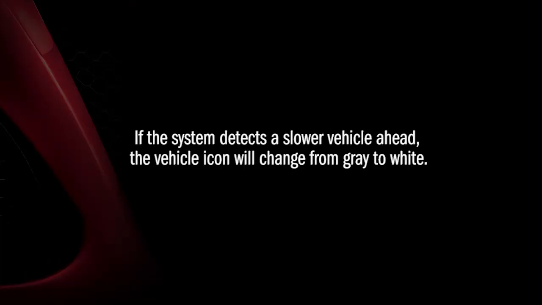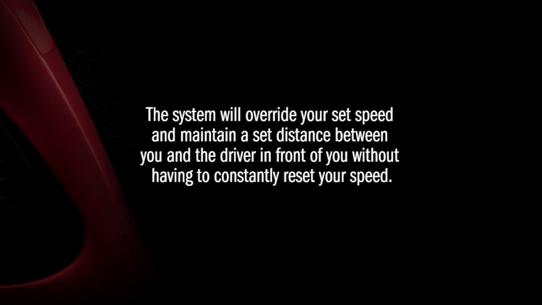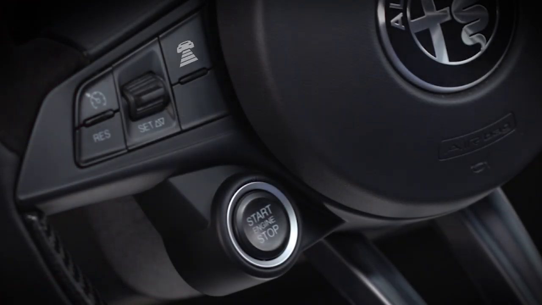If the system detects a slower vehicle ahead, the vehicle icon will change from gray to white. The system will override your set speed and maintain a set distance between you and the driver in front of you without having to constantly reset your speed. To deactivate ACC, push the ACC on-off button again. It's best to leave the system off when not in use.